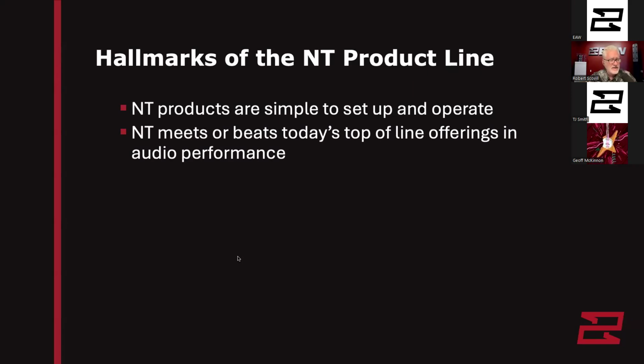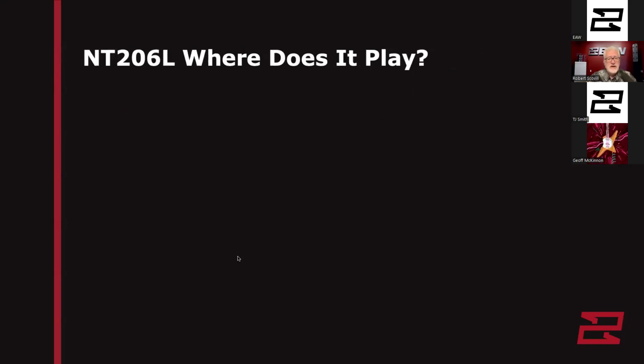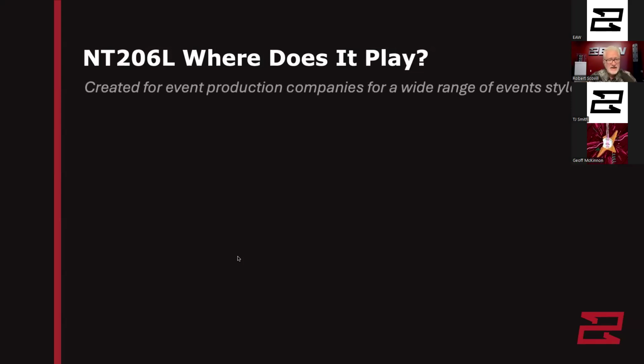We want to put out a product, or a line of products in this case, that perform at the highest levels, that'll compete with every manufacturer out there in this class. So, these sound like simple hallmarks, but I think they're going to be very meaningful to the market, as you see here going forward when you see where we're aiming these products. All right, so let's see, where does it play? That is the question, right?